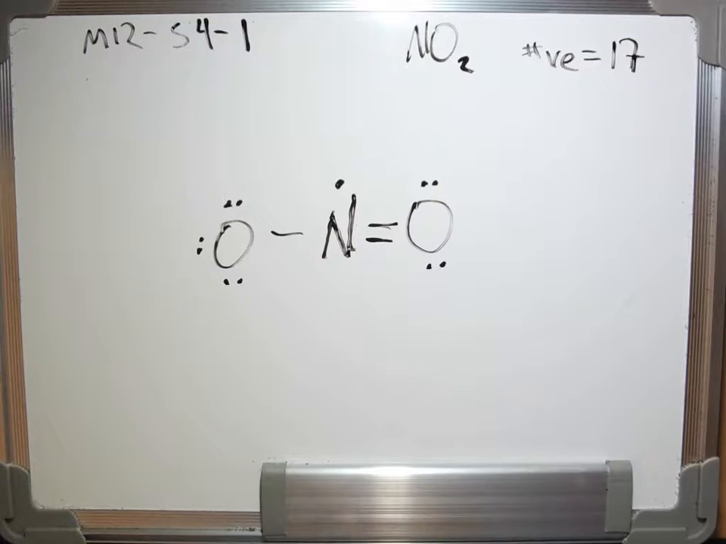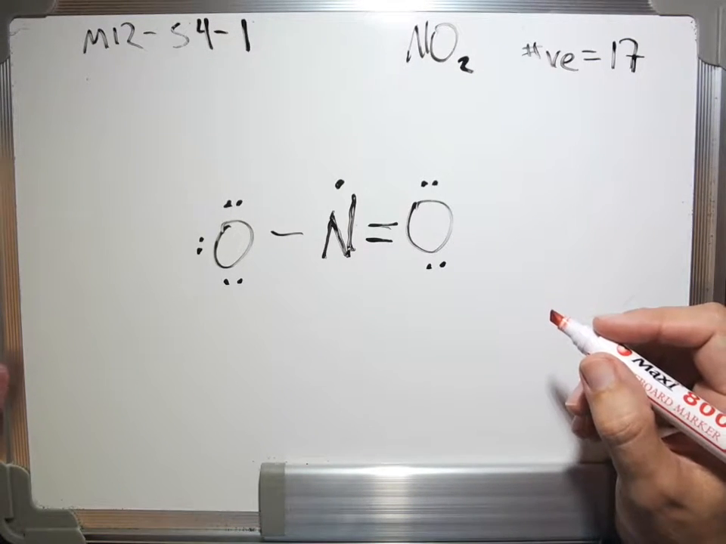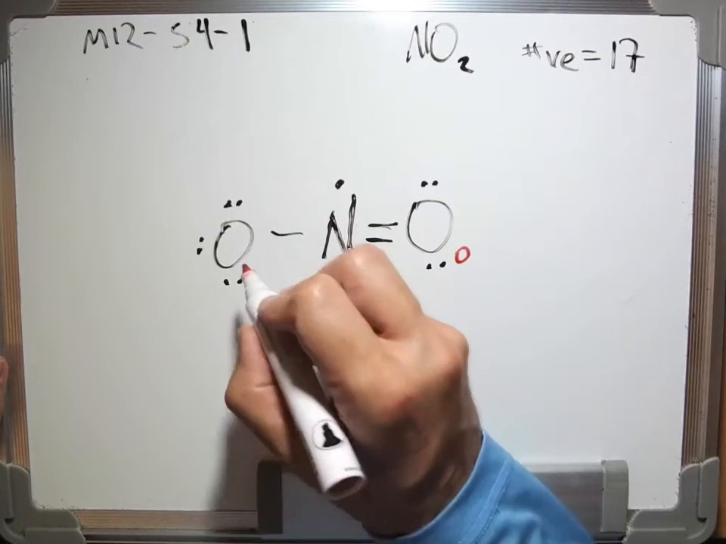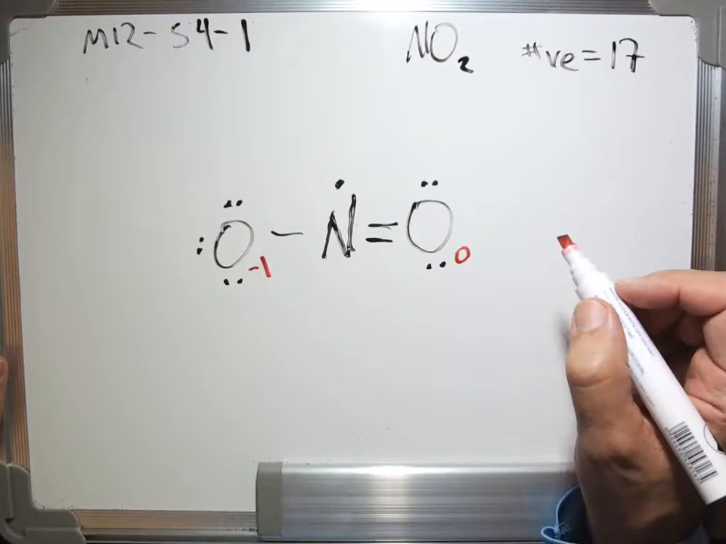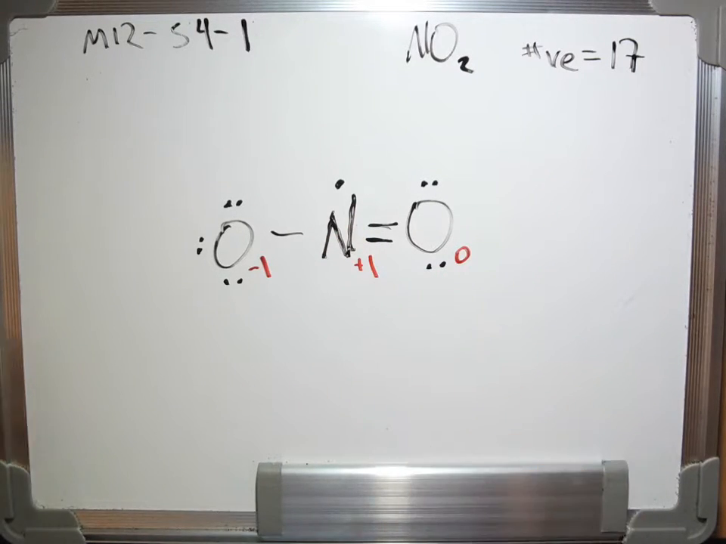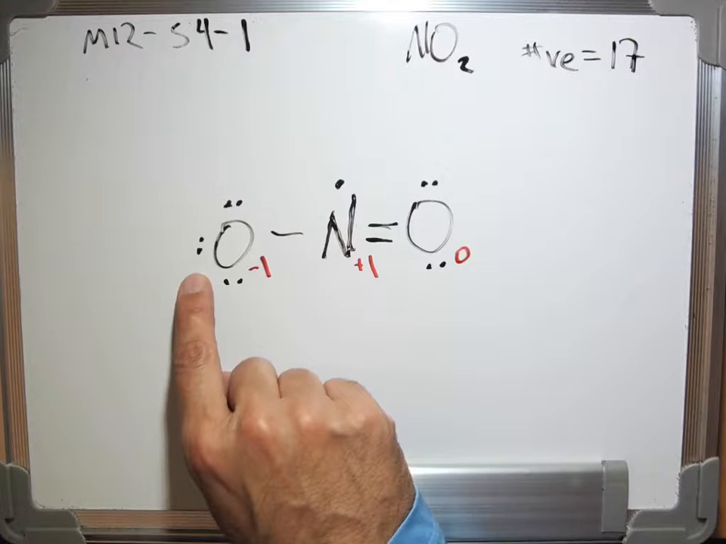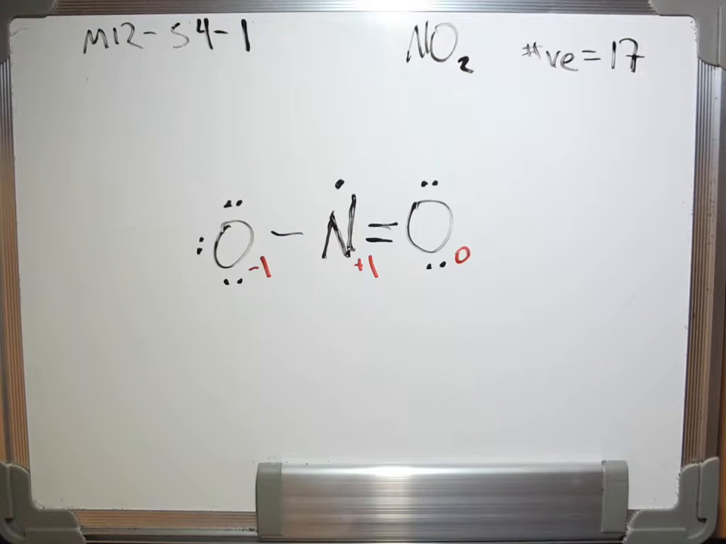It is intermediate in length and strength between that of a true nitrogen to oxygen single and a true nitrogen to oxygen double. If I were to go through and assign formal charges, we would get a 0 here, a -1 there, and a +1 there. This negative formal charge on the more electronegative oxygen represents this as the major contributor to the resonance hybrid for NO2. All right, let's do the next question.